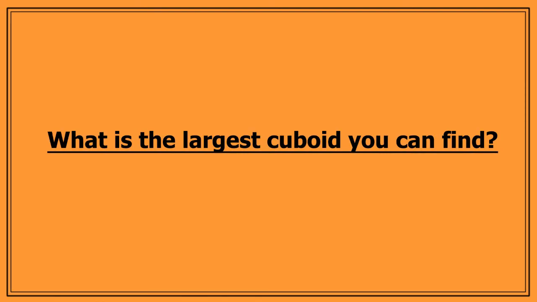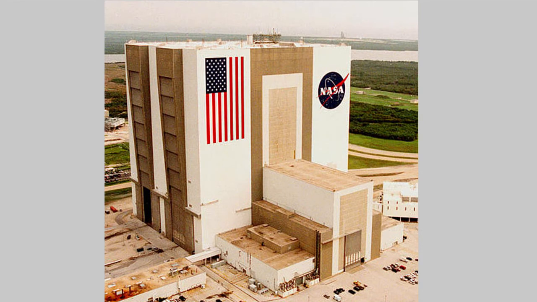Now you can have a bit of fun with this. Have a look around and find out what's the largest cuboid that you can find. This is the largest one I've ever found. It's the VAB, or Vehicle Assembly Building, at the Kennedy Space Center in America. It was built in the 1960s for construction of the Apollo spacecraft and Atlas rockets, and has also been used for building the space shuttles.